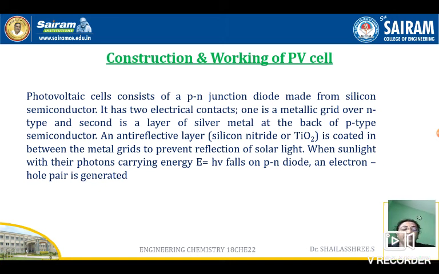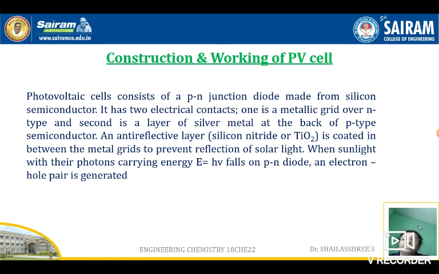The photovoltaic cells consist of a PN junction diode which is made from silicon semiconductor. The PV cells will have two electrical contacts. One is the metal grid over the N type, and the second is a layer of metal at the back side of the semiconductor. An anti-reflective layer will be there, silicon nitride or TiO2, coated in between the metal grids to prevent the reflection of the solar light.